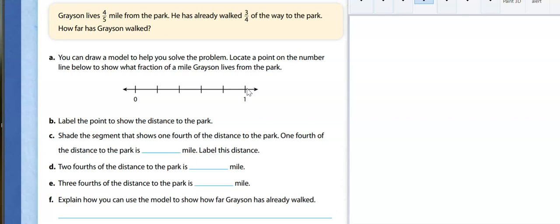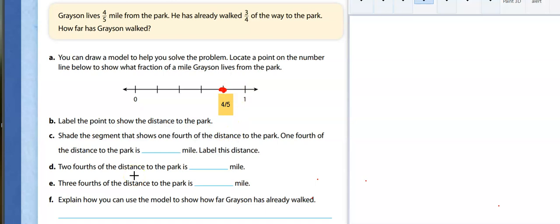Now our statement tells us that Grayson lives 4/5 mile from the park. So let's go ahead and draw where 4/5 of a mile is. So 1, 2, 3, 4. It is right here. So this is 4/5 mile from the park. We counted our number line and see that it's broken into 5 equal parts, so 4/5 of a mile will be right here. B tells us to label the point to show the distance to the park, which is what we do.